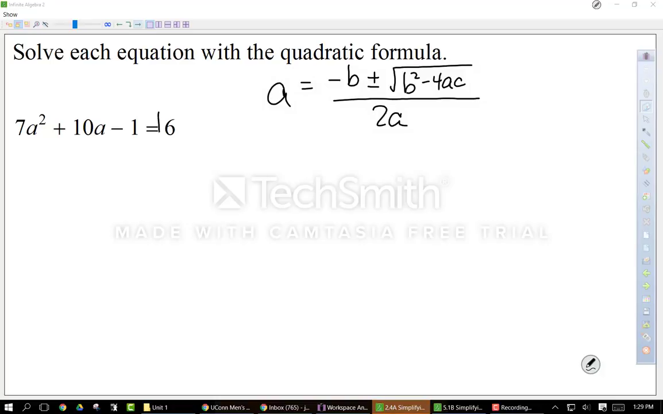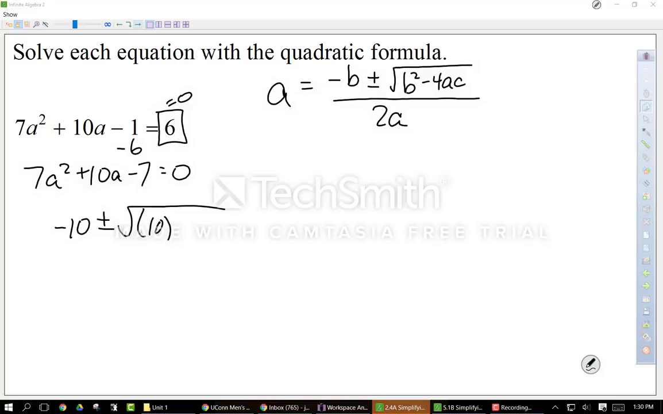Okay, so the first thing is this 0. No, so I have to do minus 6. 7a squared plus 10a minus 7 equals 0. Plug it into my quadratic formula there. Negative 10, opposite of b, plus or minus the square root of 10 squared minus 4 times 7 times negative 7, over 2 times 7.